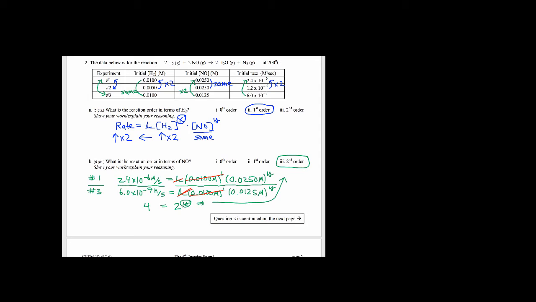If this hadn't worked out really nicely, we could solve for Y by taking the log of both sides of this equation and solving that way. So I wanted to make sure this reaction was analyzed two different ways. One just by looking at the factor increases, and the other is by making a ratio of these rate laws with the specific data for each experiment. And you can analyze it either way to get to the result.